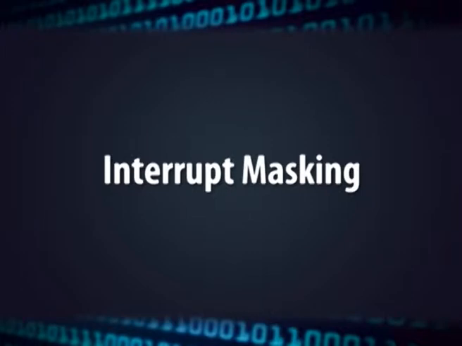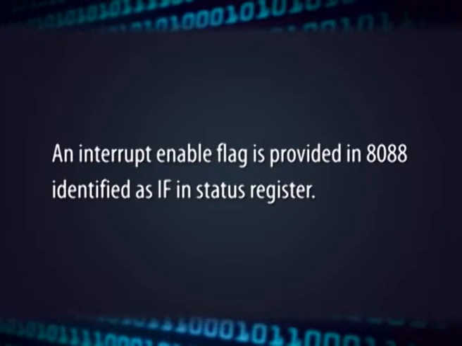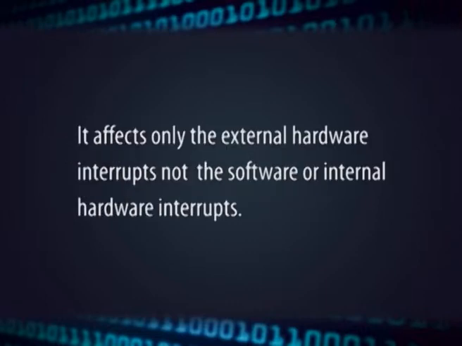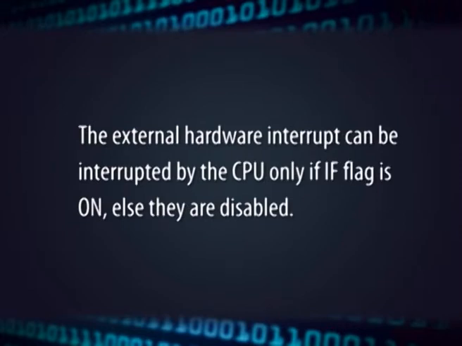The next is interrupt masking. An interrupt enable flag is provided in 8088 identified as IF in the status register. It affects only the external hardware interrupts, not the software or internal interrupts. The external hardware interrupt can be recognized by the CPU only if IF flag is on, else they are disabled.